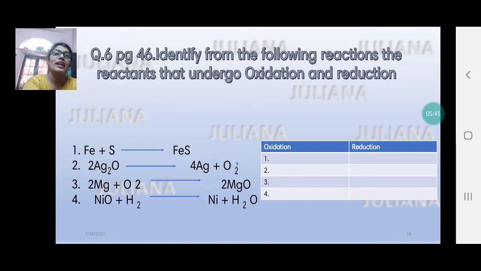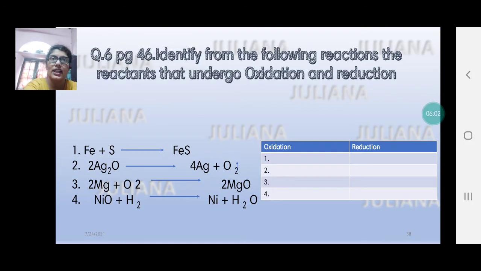Last example, NiO plus H2. Once again, now nickel is being reduced. Okay, reduction of nickel is taking place because oxygen is removed. What is being oxidized then? Hydrogen is being oxidized because oxygen is being added to hydrogen.